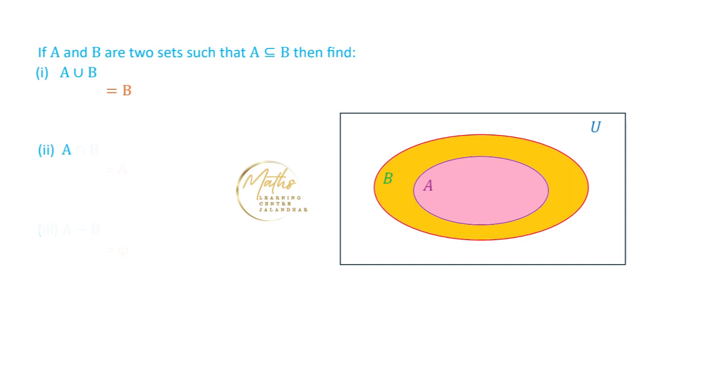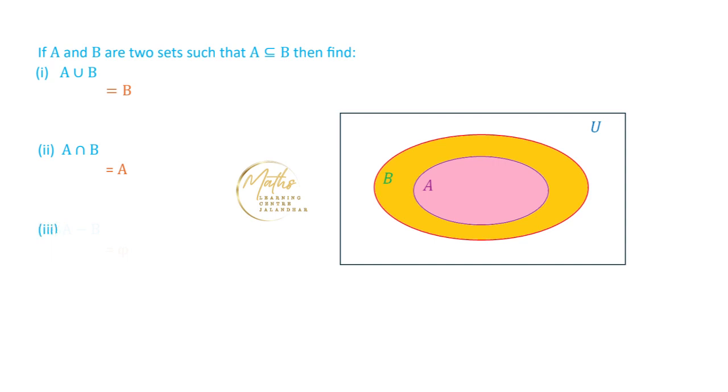Second, we have to write A intersection B. It means we are talking about those elements which are present in both A and B. If we consider an element over here at this point, it is an element of B, but it is not an element of A. So the elements that are present in A are the only elements that are present in both A and B. So A intersection B is equal to A.